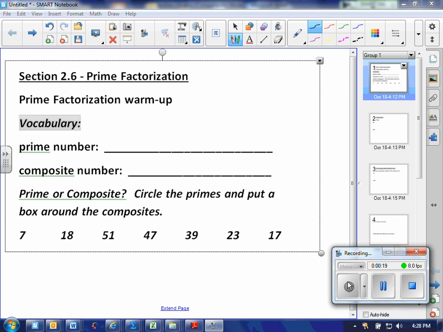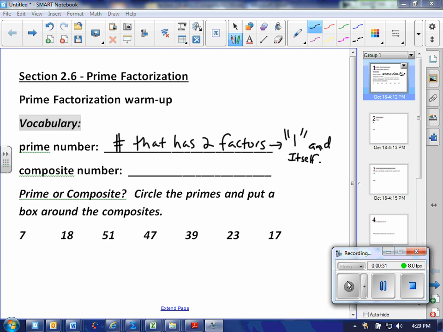A prime number is a number that has exactly two factors, one and itself. So again, prime number, a number that has two factors, one and itself. Now, just to quickly explain what a factor is, if you have the number 10, factors are numbers that can be multiplied together to get the value of 10. So factors of 10 would be 5 and 2. Other factors of 10 would be 10 and 1. Okay, so that's what a factor is.